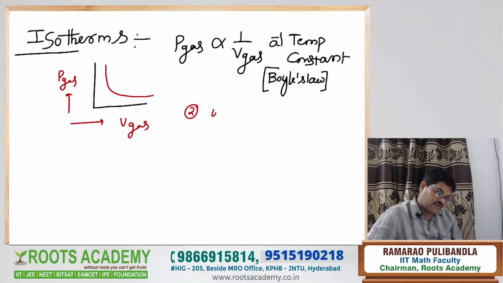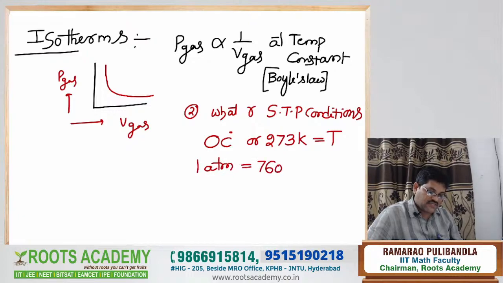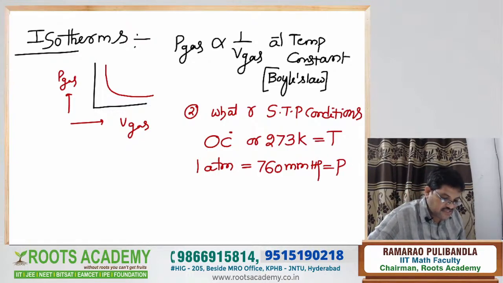See the second question: what are STP conditions? Simple logic. STP is standard temperature and pressure. 0 degrees Celsius or 273 kelvins is taken as the standard temperature, and the standard pressure is 1 atmosphere, which is equal to 760 mm of mercury. That is called STP conditions.